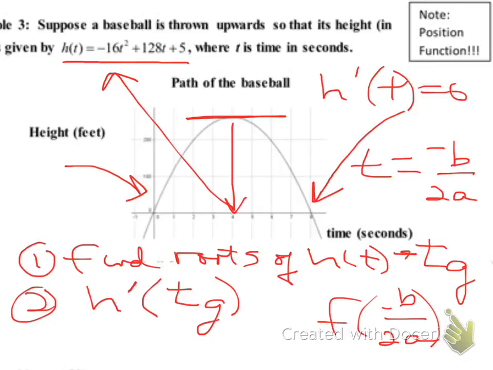Additionally, you should be able to tell me where the velocity is positive, and that's going to be all here as your function is increasing. It's 0 at the top, and then your velocity turns negative here.